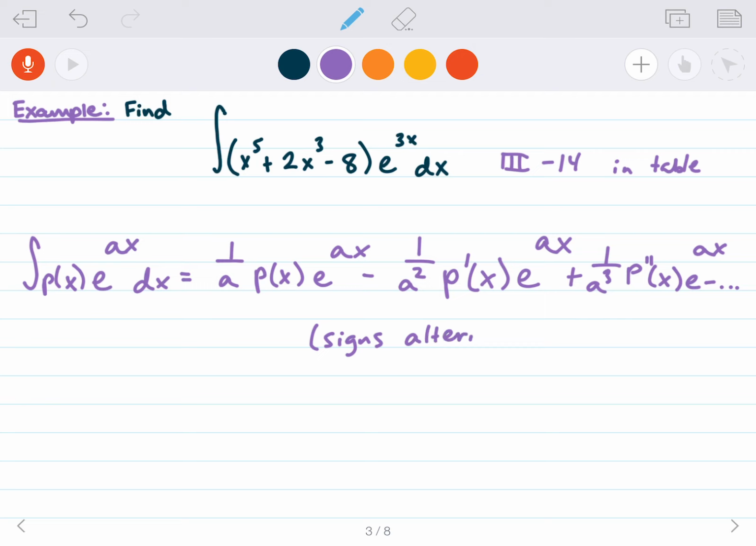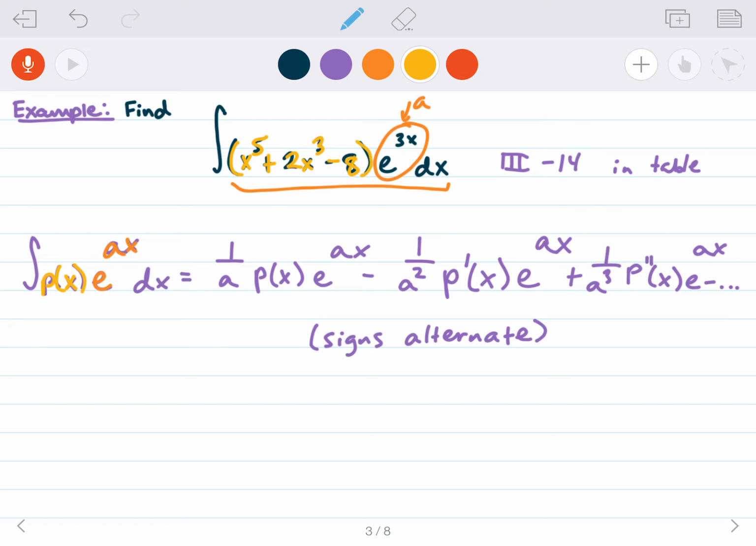Okay, so let's interpret this a little bit. How did I know to use this rule, numeral 3, number 14? Well, look what I have here. I have e to the something x, where the something is a, that number that's being multiplied by x. So that's this piece. And the other piece is the polynomial that's being multiplied by it. So p of x is this whole polynomial that's being multiplied by it.